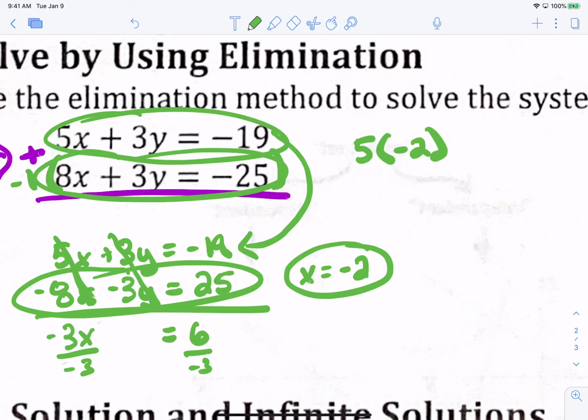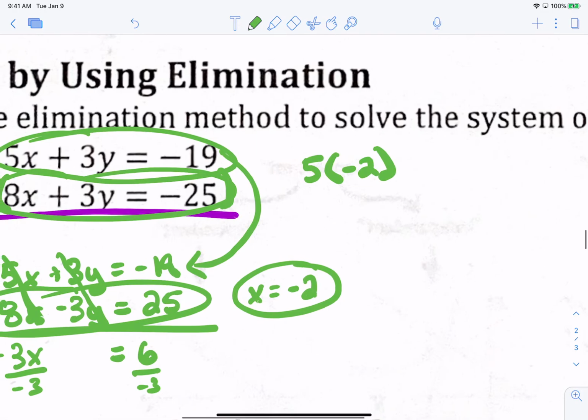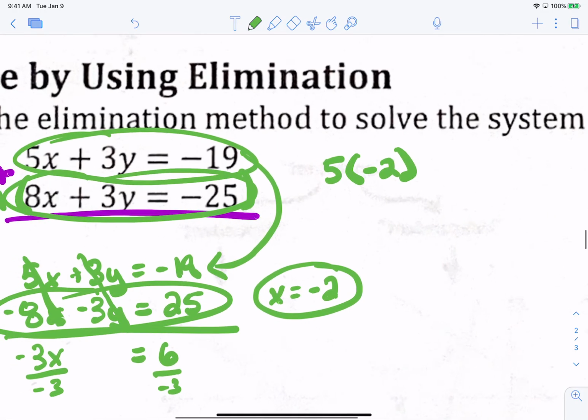Good question though. It does not matter. So options, wonderful, we have options. Okay, so we picked the top one, we're plugging negative 2 in for this y right here. So 5 times negative 2 plus 3y equals negative 19.